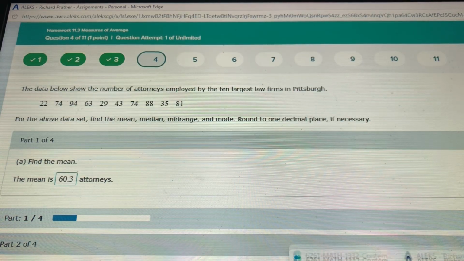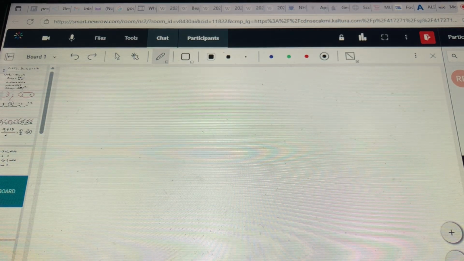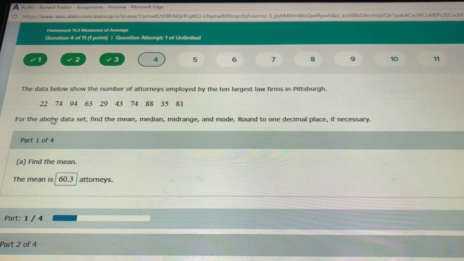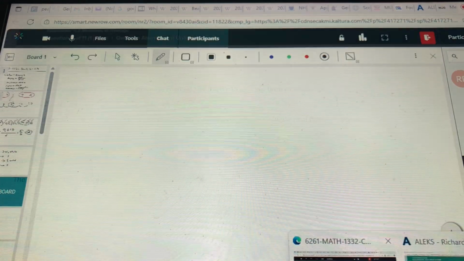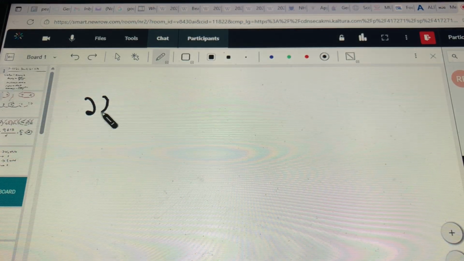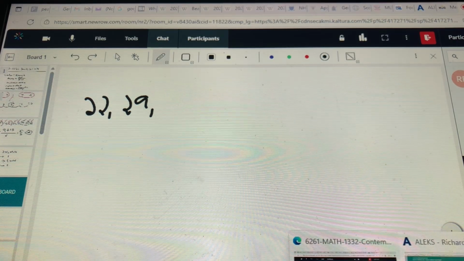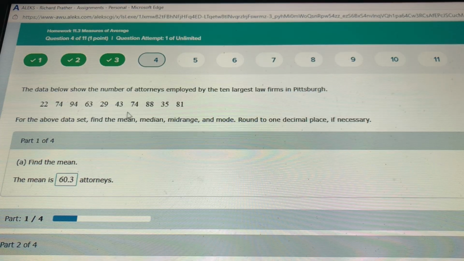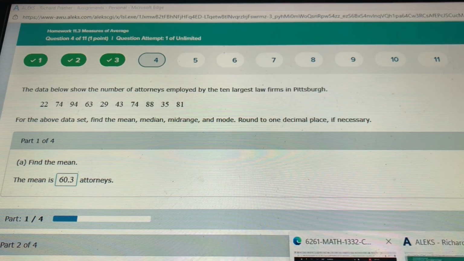Okay, now here's the interesting one. First, I got to put these in order. So there's nothing single digit. There's nothing in the teens. We have a 22 and a 29. 22 and 29 are in the 20s. Okay, 30s, there's a 35, and anything in the 40s, 43. 35 and 43.